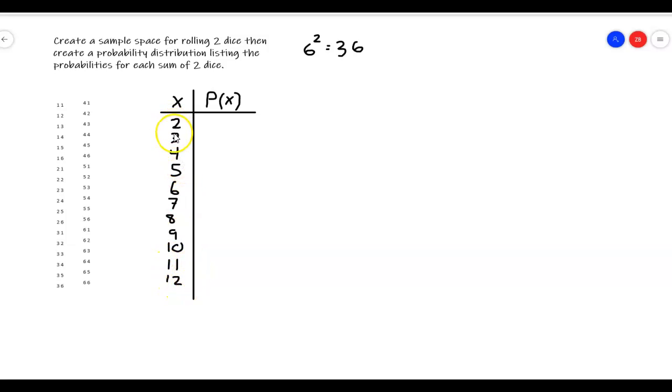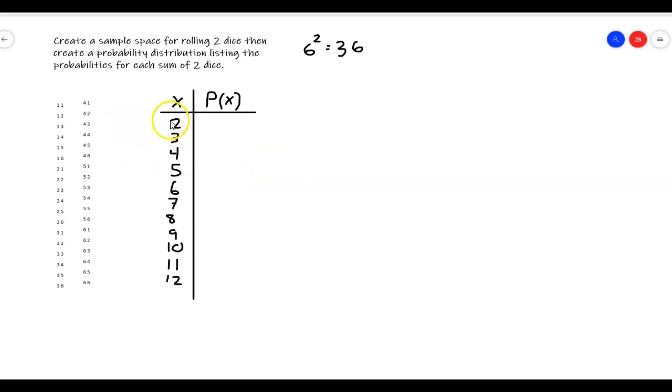So there are 1, 2, 3, 4, 5, 6, 7, 8, 9, 10, 11. There are 11 different possible sums that we can get when we roll two dice together. And these are all the sums. So what's the probability of each one of these?